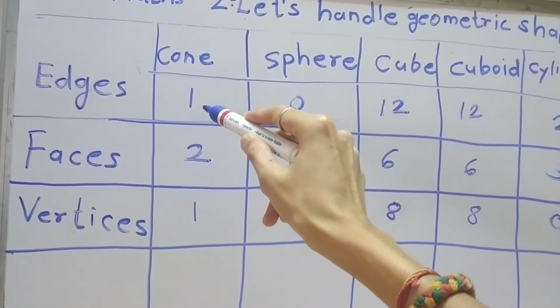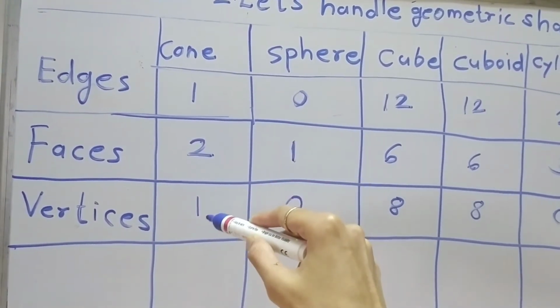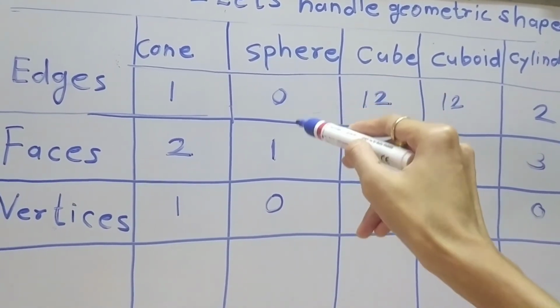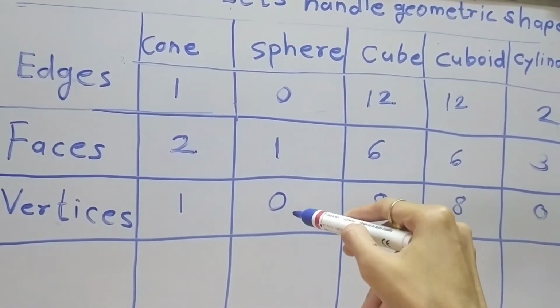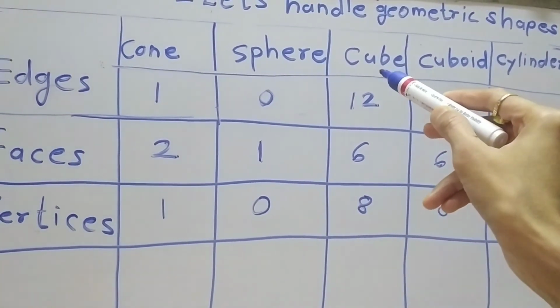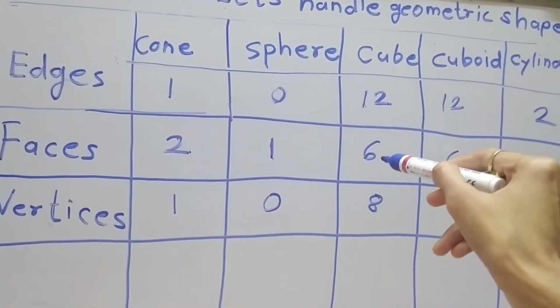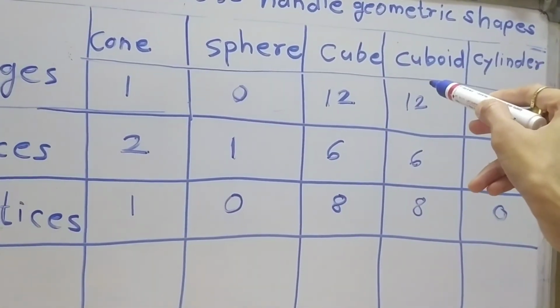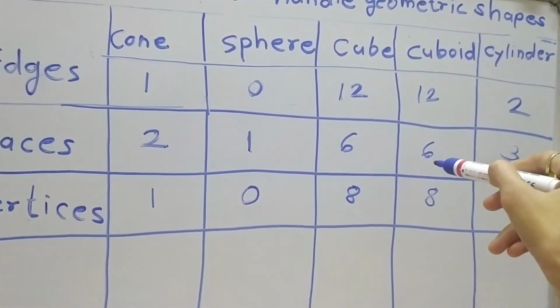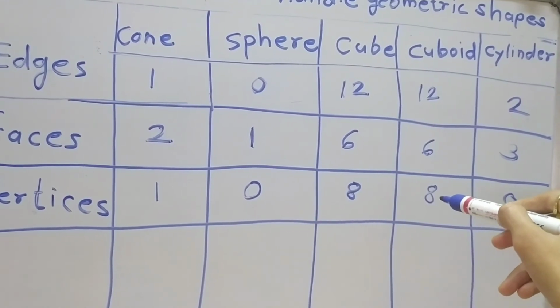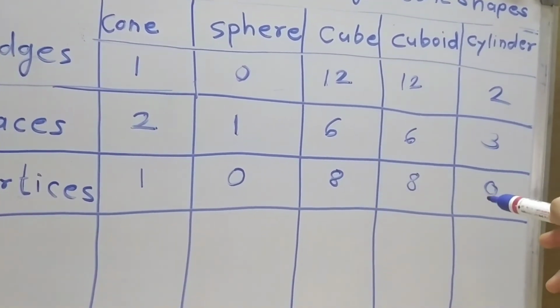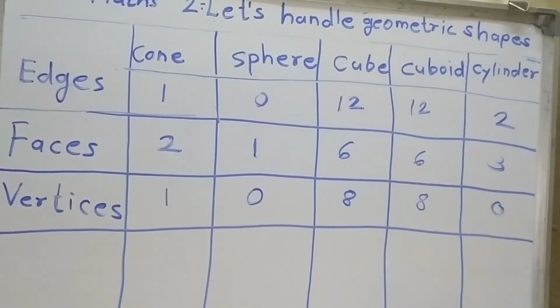So students, once again we have to revise this. A cone has 1 edge, 2 faces and 1 vertex. A sphere has 0 edges, 1 face and 0 vertices. Then a cube has 12 edges, 6 faces and 8 vertices. A cuboid has 12 edges, 6 faces and 8 vertices. And a cylinder has 2 edges, 3 faces and 0 vertices. Understood, children?